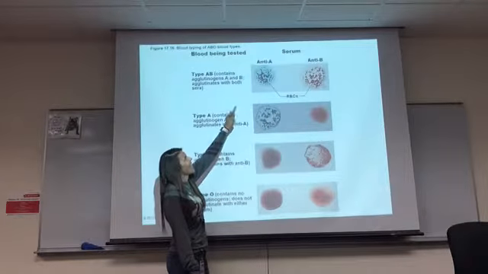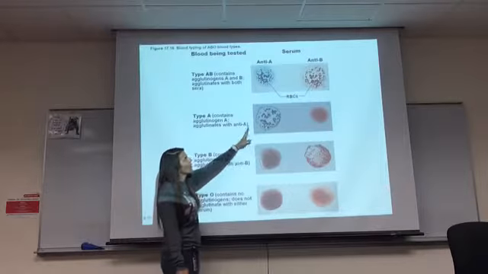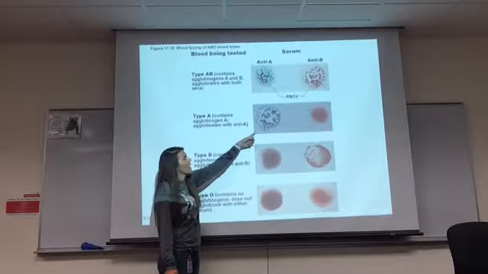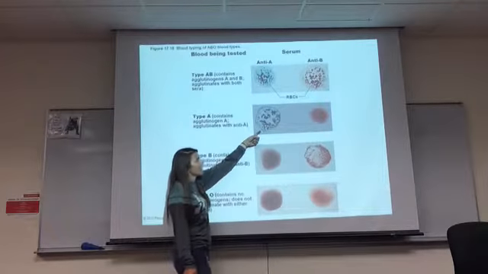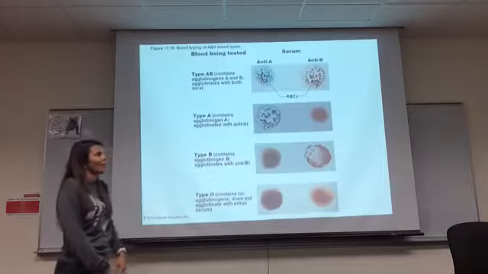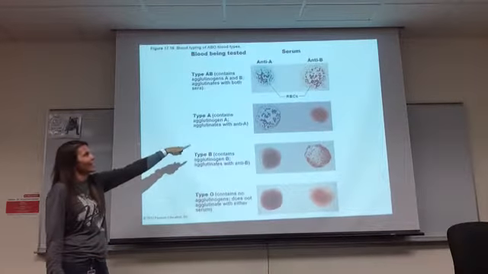B blood has anti-A antibodies, so it's coagulating there. I can tell you here that this is coagulating with anti-B, or anti-A, so that's telling me that this is B blood. Sorry, I'm looking at this and saying that.